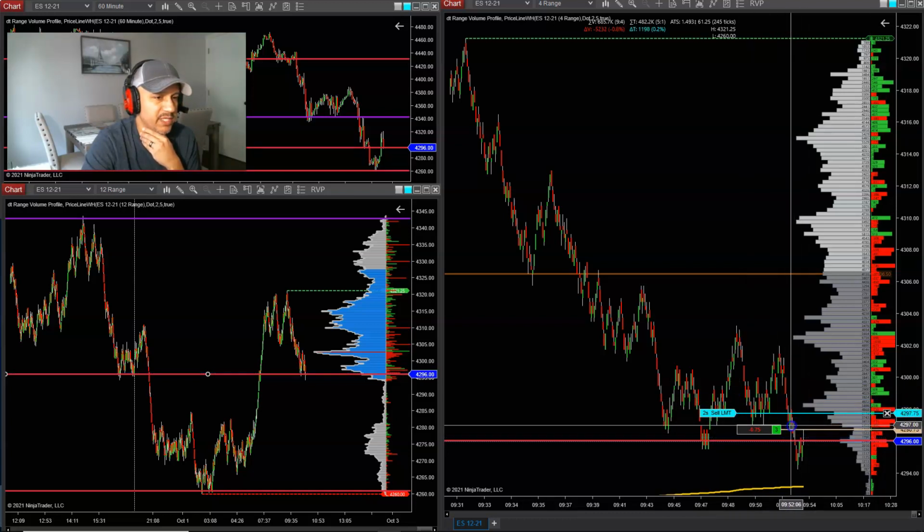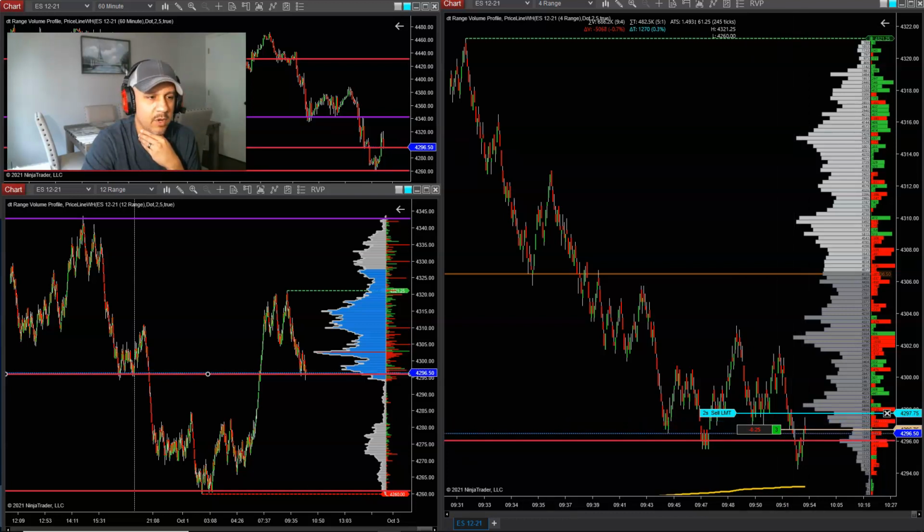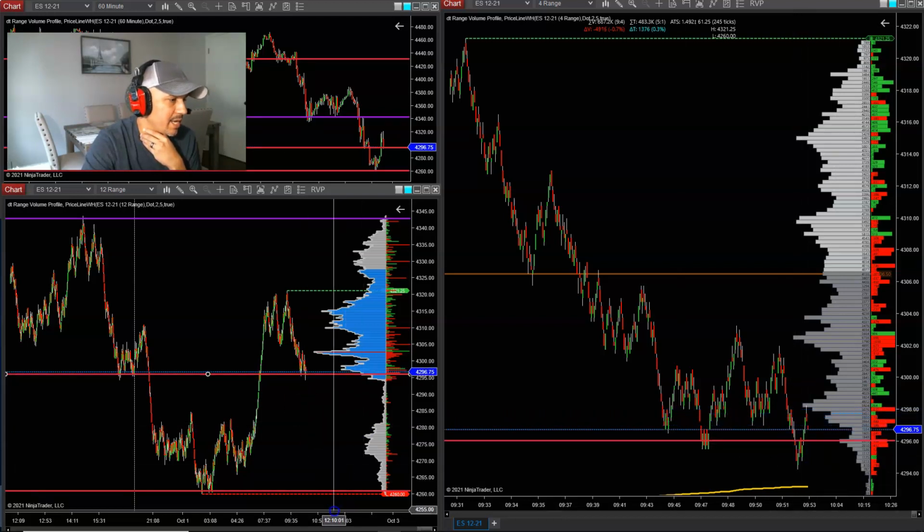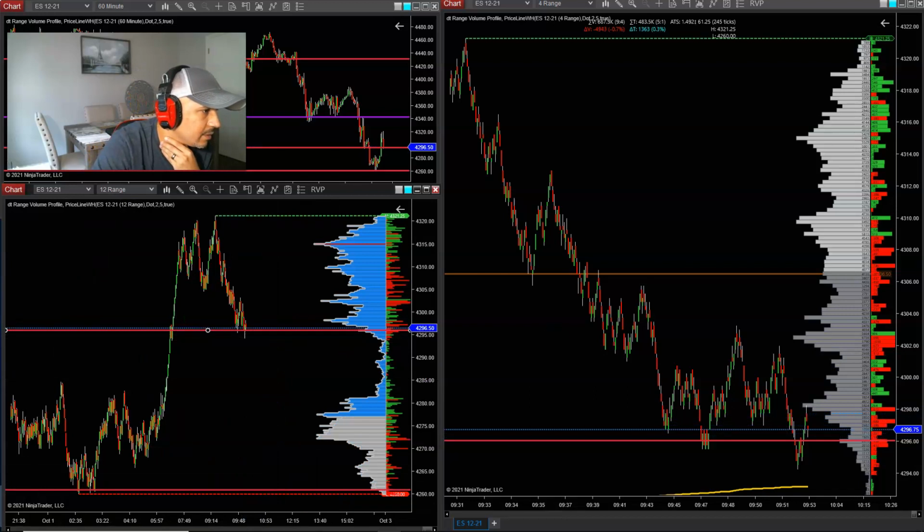I need to see price break this area right here. Come on. There we go. All right, getting filled. Price pulling back to this area right here. Actually, let me see one thing. Oh yeah.